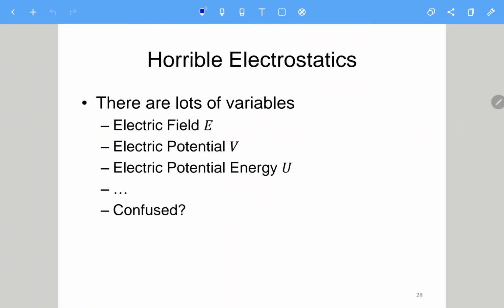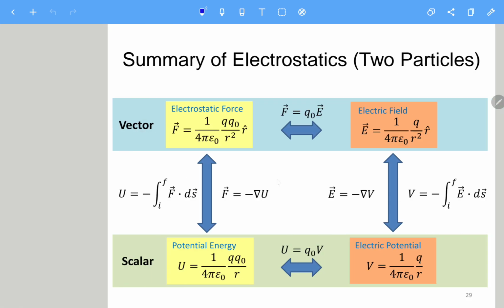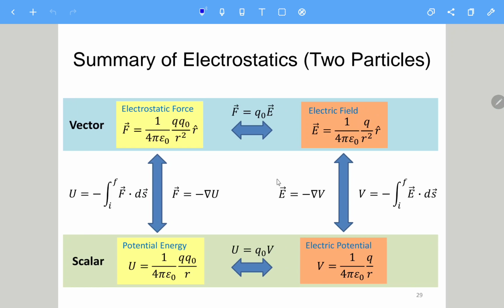Okay. So far, we have learned a lot of variables from chapters 21, 22, 23, and 24. We have several variables like forces, E field, potential energy. So here I try to summarize them in a page.